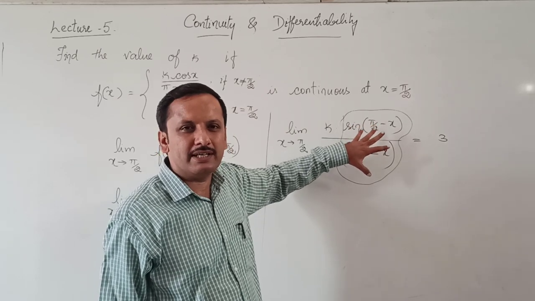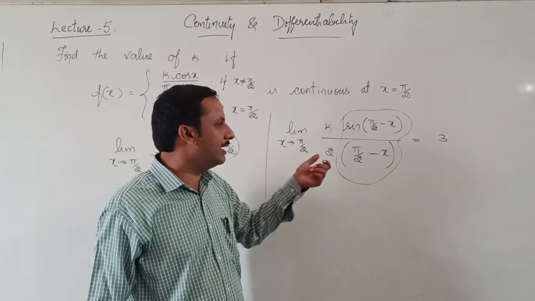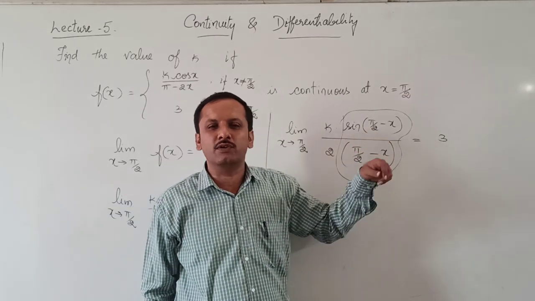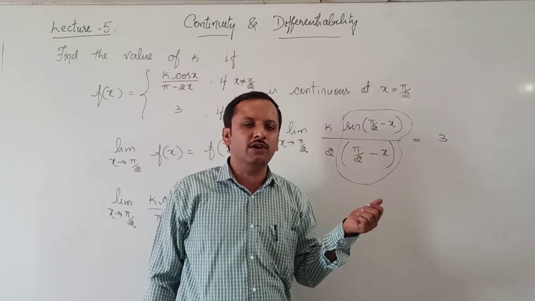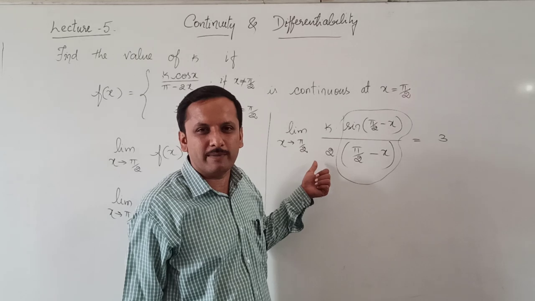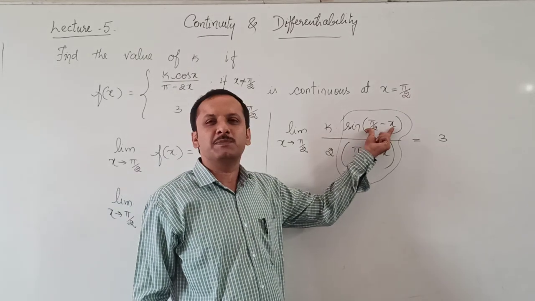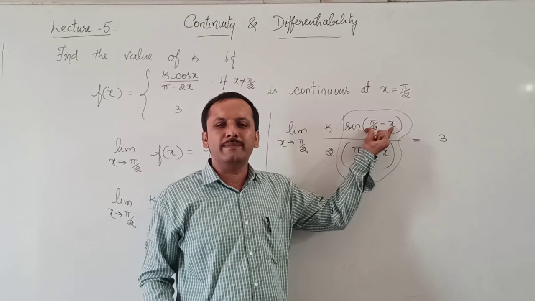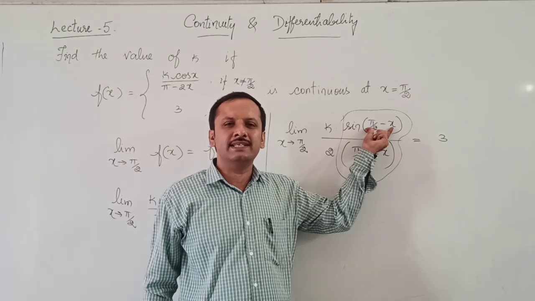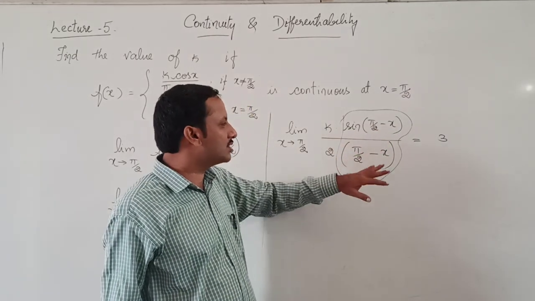If you can understand it, well and good. Now you may be thinking, sir, when you say sin theta by theta is equal to 1, the limit should be theta tending to 0. But here you have x tending to pi by 2. It is true that x is tending to pi by 2, but I am treating this pi by 2 minus x as theta. So when x tends to pi by 2, pi by 2 minus x will tend to 0. If you have understood that, well and good.